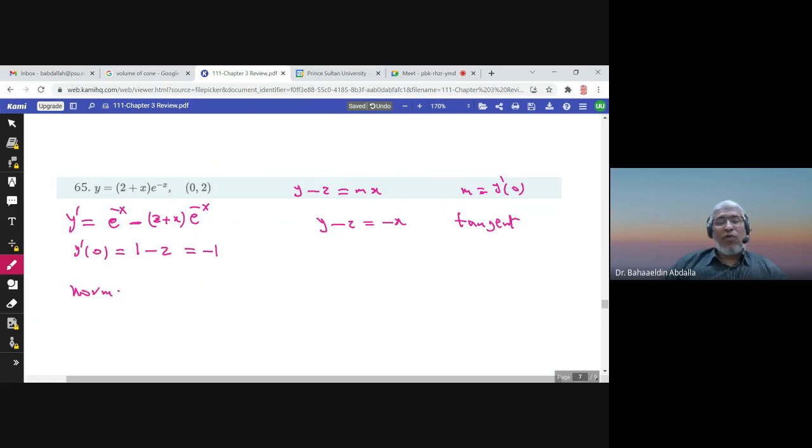Well, for the normal line, if the slope is negative 1, when you find the reciprocal, it's also negative 1, multiplied by a minus, it would be 1. So the slope of the normal line is 1, y minus 2 equals x. If you want to write this negative x plus 2 and this one x plus 2, it's okay.